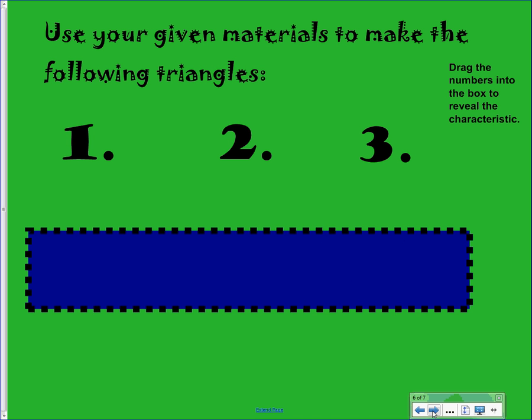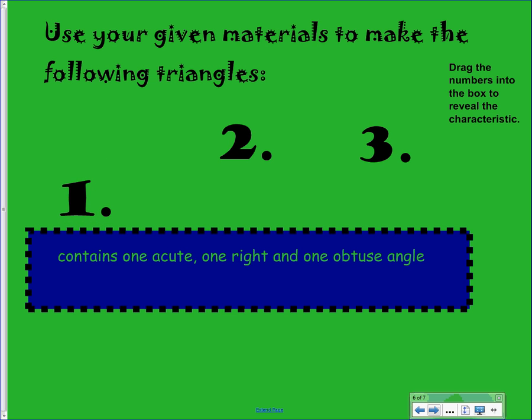Use the given materials, which for our classes was dry erase boards and markers. They were supposed to try to draw each one of these. They had a lot of fun with this activity. 1, they were supposed to draw a triangle that contains 1 acute, 1 right, and 1 obtuse angle, which is impossible.